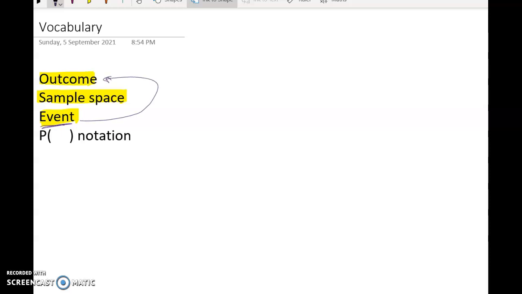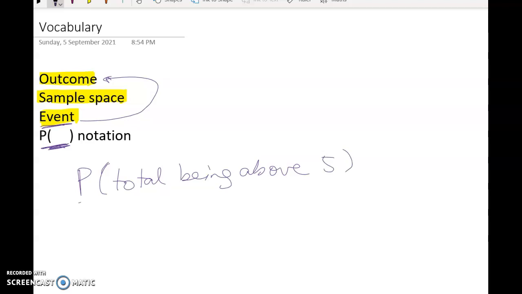Okay, and the last thing I want you to be confident with is this notation that we use for finding probabilities. So if I say P bracket something, that means the probability of something happening. So it might be the probability of the total being above 5 in whatever context I've got, right? So we write this P and then these brackets to show we mean let's go find the probability.